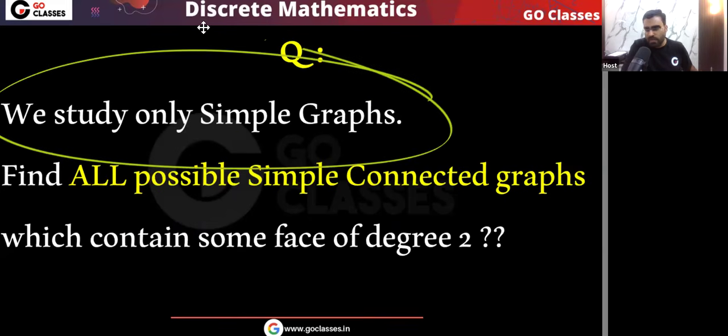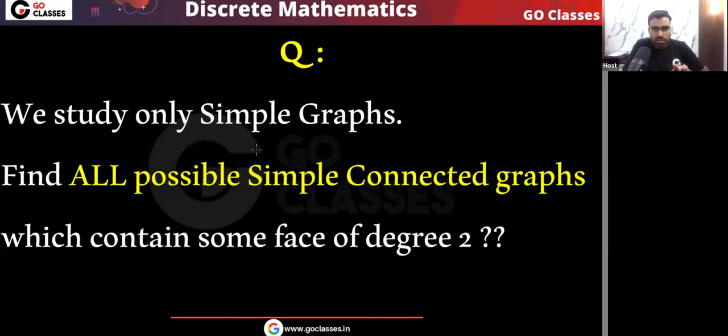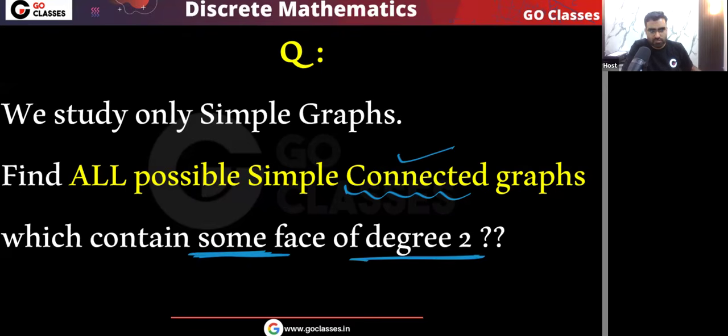Now let's move on. We study only simple graphs, remember? All the time we only study simple graphs, I told you. Means our graphs are simple undirected graphs. They can be connected or disconnected. Okay, our graph can be connected or it can be disconnected, but our graphs are always simple undirected graphs. Now find all possible simple connected graphs which contain some face of degree 2. Just take your copy and pen and try this. See, very simple question. Find a connected graph which contains some face of degree 2. Is it possible? In a connected graph, can you have a face of degree 2?